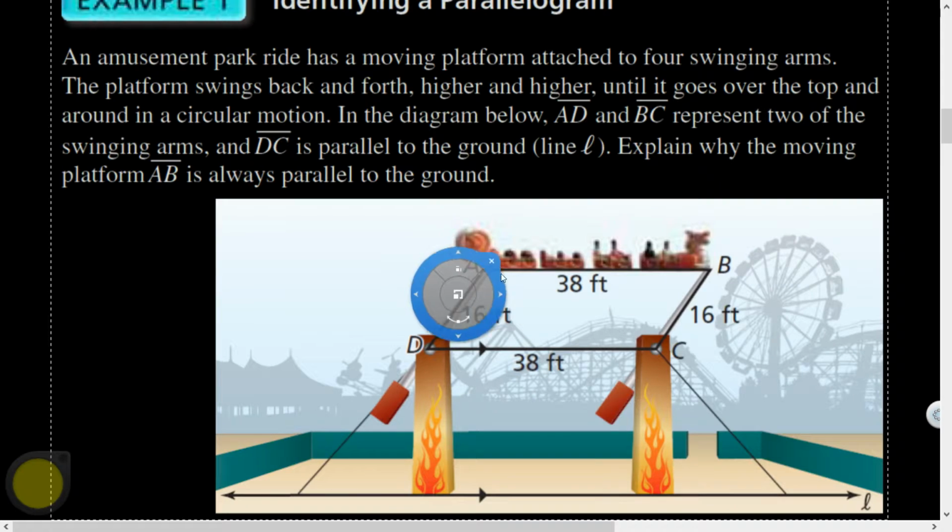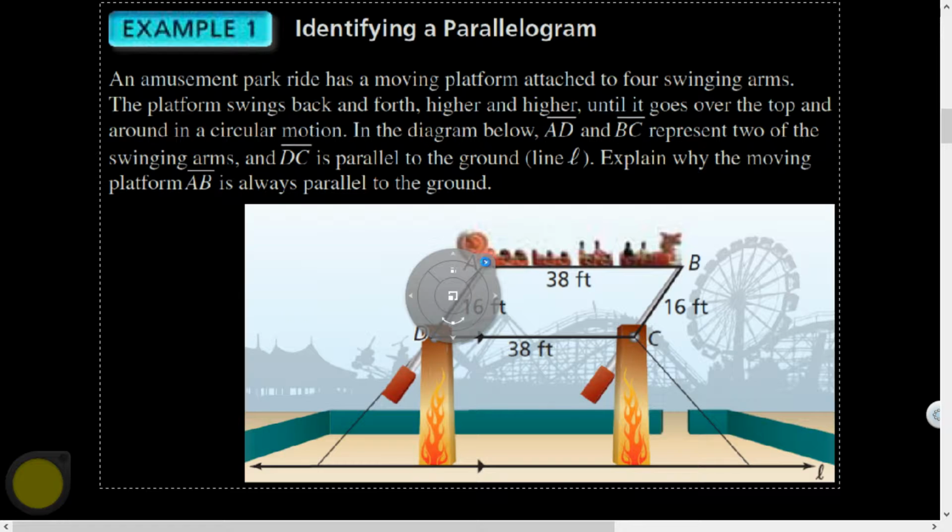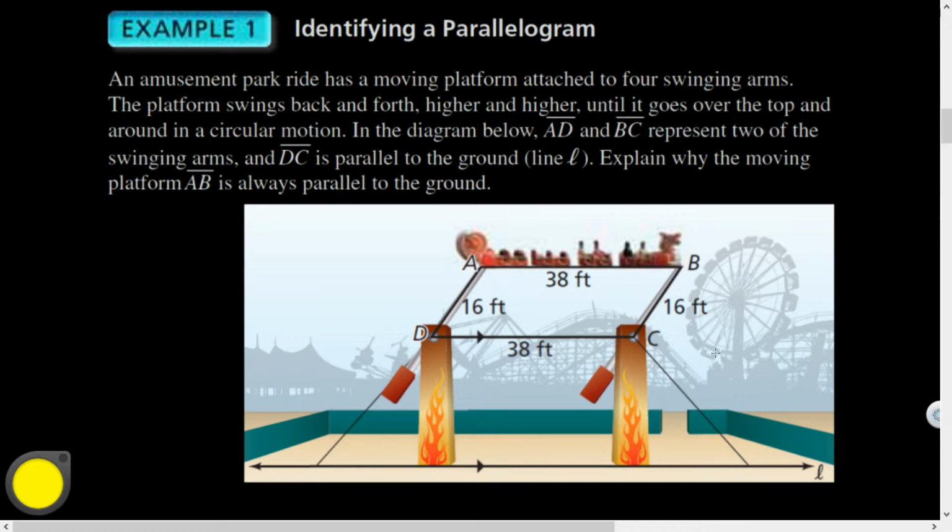So let's take a look at example 1. Whee! Wow, this is fun. An amusement park ride has a moving platform attached to 4 swinging arms. The platform swings back and forth higher and higher until it goes to the top and around in a circular motion. In the diagram below, AD and BC represent 2 of the swinging arms. Those appear to be congruent by definition of congruent since their measures are equal.